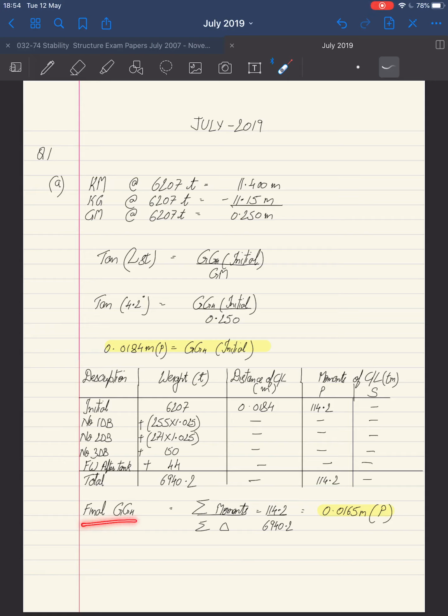So the final GG1 equals the sum of all the moments divided by the sum of all the displacement. The sum of all the moments is 114.2, which has come from here, divided by the sum of all the displacement, which has come from here, which has given us the final answer of 0.0165 meters, and the direction is port. MCQ recommends taking the value of GG1, which is this value or this value, to 4 places of decimal.